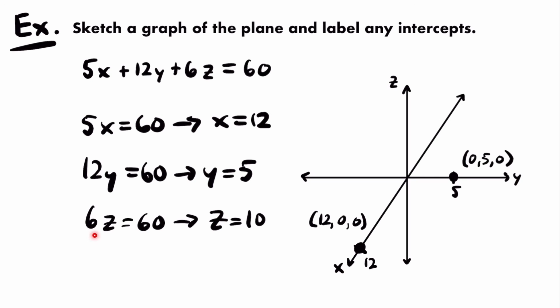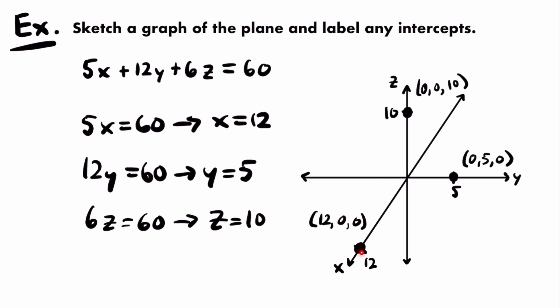All right, 60 divided by 6 is 10, and so z equals 10 will be the value of z where our plane cuts through the z-axis. That will be the z-intercept. So if this is z equals 10, then there will be a point right there, and that will be the point 0, 0, 10.